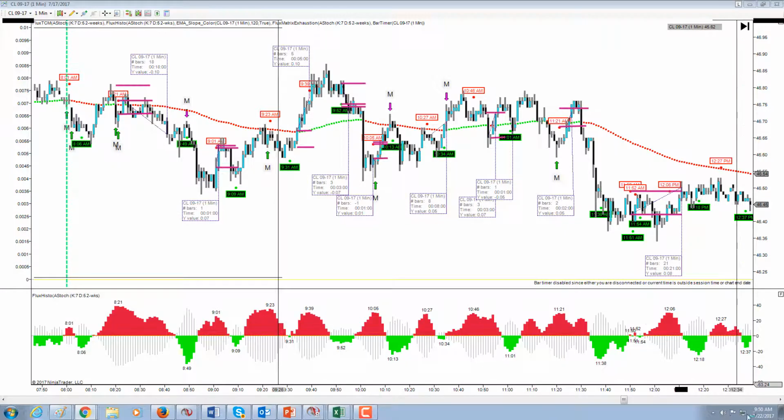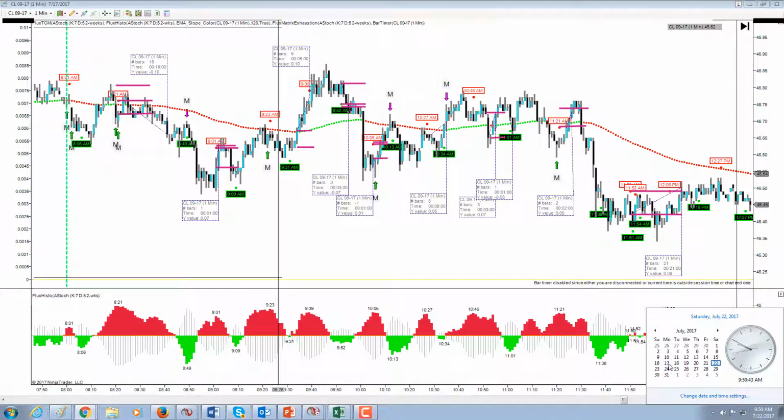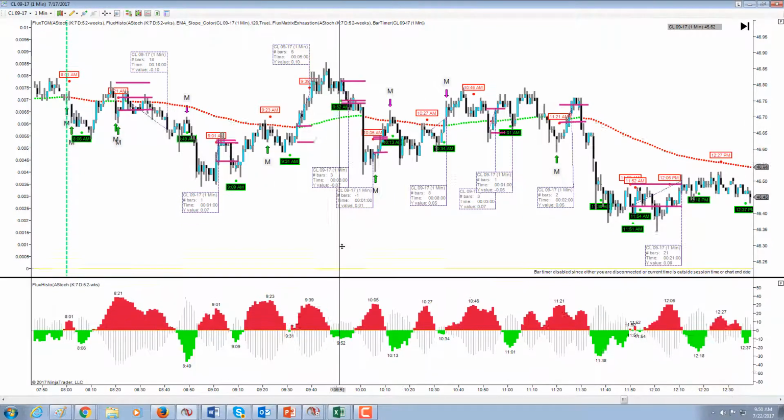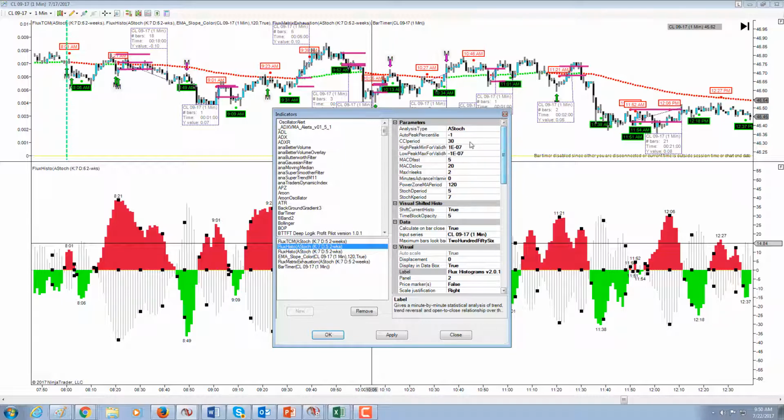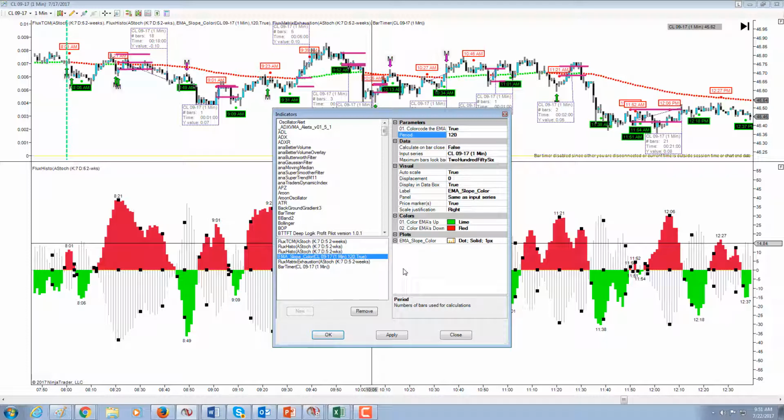This week spans the 17th of July 2017 through the 21st of July 2017 on the CL019 contract. The time cycles that I'm monitoring, the histograms that I'm watching, are using a stochastic filter with a 5-period D, 7-period K for those of you who are customers at home. I am using a 120 period EMA.